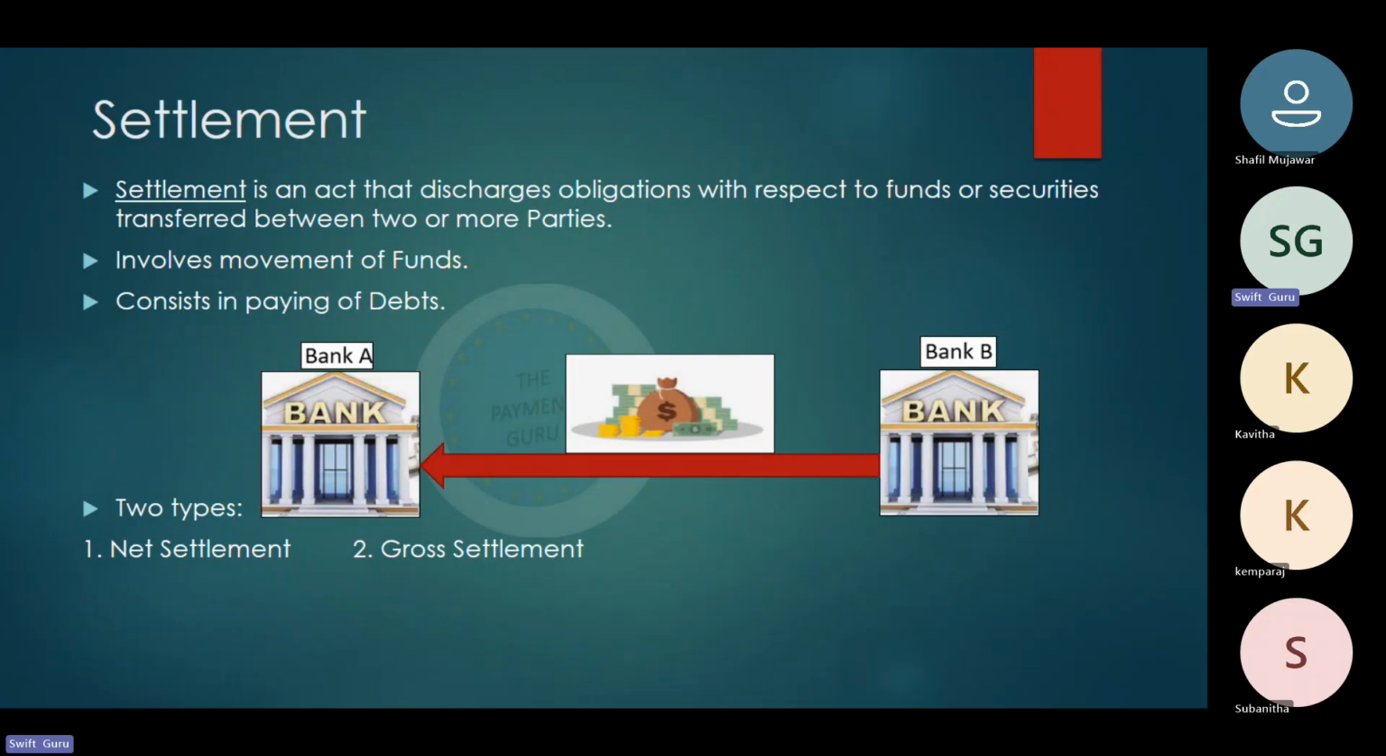Now that the clearing has been done, wherein they have decided what amount has to be paid to the other party, knowing how much you need to transfer or how much you owe the other party, the final thing is the settlement. Settlement is where the discharge of the obligations with respect to funds or securities is done. It involves movement of the funds, consists of the paying of the debts.